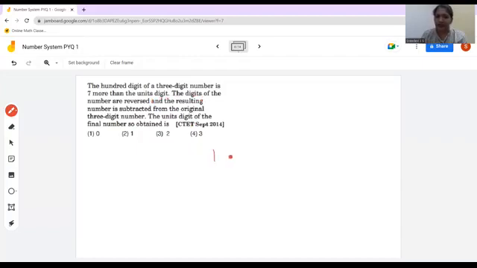So let us see, 111 is a 3-digit number. And here the hundreds digit of a 3-digit number is 7 more than the unit digit. So here the unit digit is 1, right? So 7 more than the unit digit, you have to add 7. When you add 7 to that, you will be getting 8. So in the place of the hundreds digit, we have to replace it by 8. So the number you will be getting is 811, right?